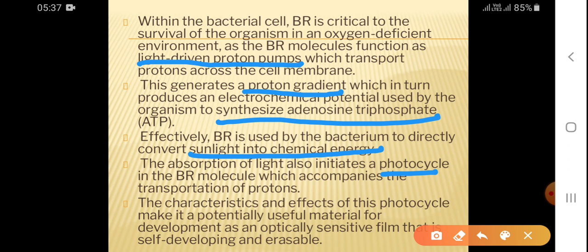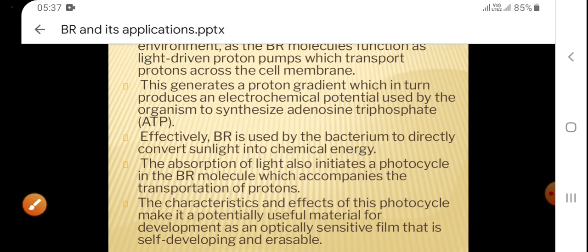Now, what is this photocycle? The characteristic features of this photocycle are what we are going to utilize for the development of optical sensitive films, right, and further other technical applications in nanobiotechnology.